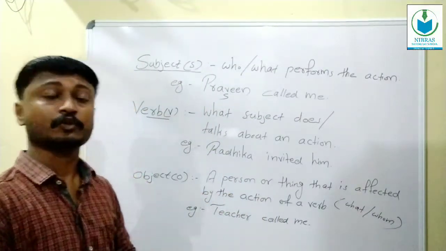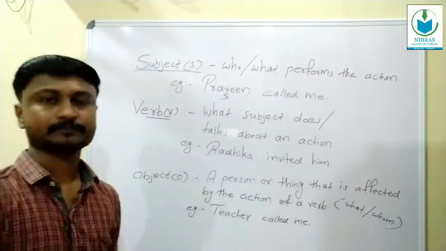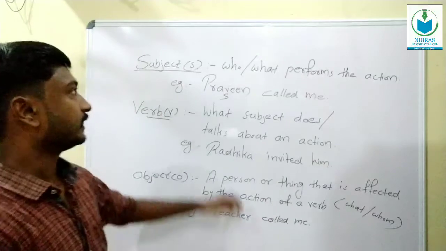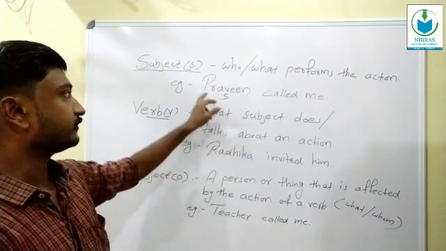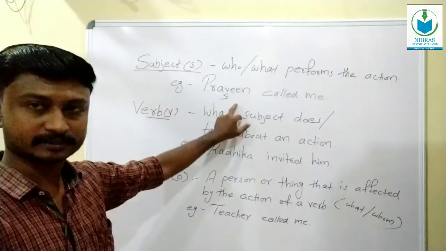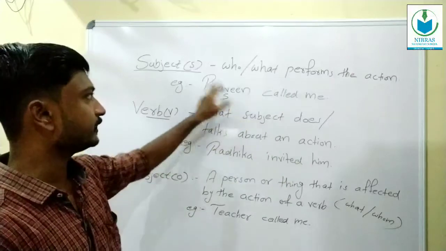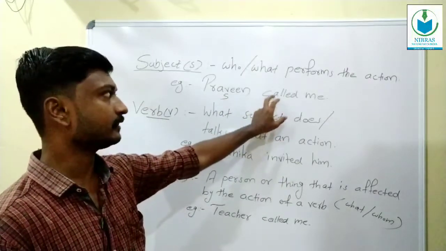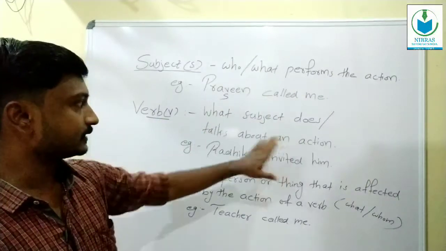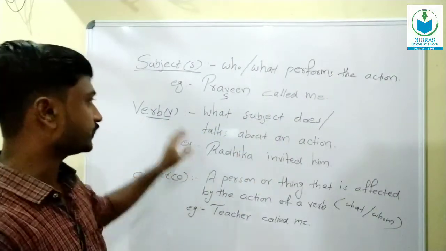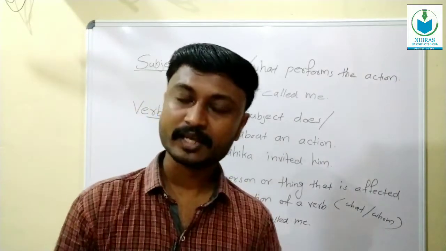Then what is the verb, or V? A verb is what the subject does. In the example, Praveen called me, we identify that Praveen is the subject. So here the verb is what the subject does. What does Praveen do here? Yes, he called. Then the verb is what the subject does, or talks about an action. Verb talks about an action.